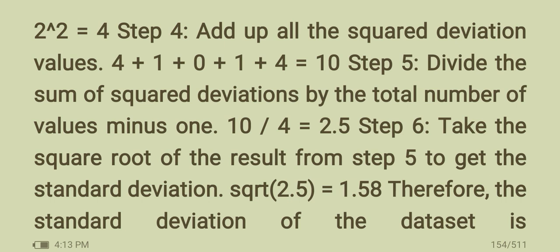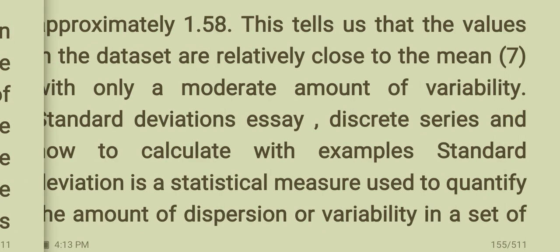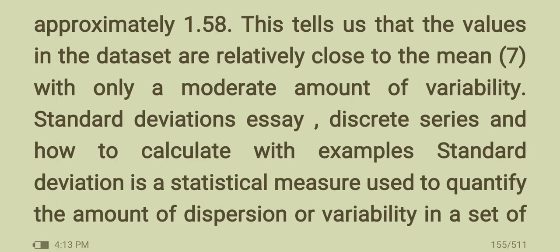Later divide the sum of squared deviations by the total number of values minus 1, minus 1 because it's raw data. And then we just take the square root of the result from the previous step to get the standard deviation. Therefore, the standard deviation of the data set is approximately 1.58. This tells us that the values in the data set are relatively close to the mean, with only a moderate amount of variability.